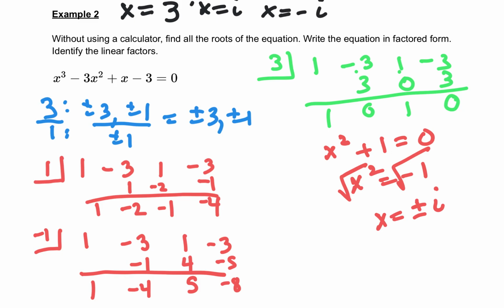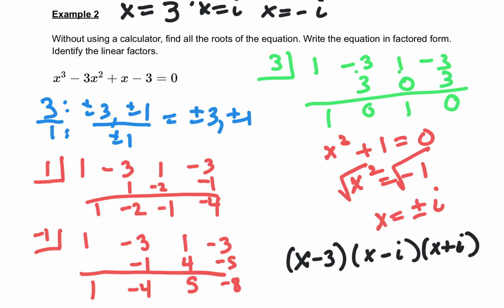They want the linear factors. So let me write down the factors. So we have x minus 3. So you have to move the 3 to the left. So it's x minus 3, x minus i, and x plus i. 2 of them are complex numbers, and they're also called complex conjugates. And then the other one is x minus 3.